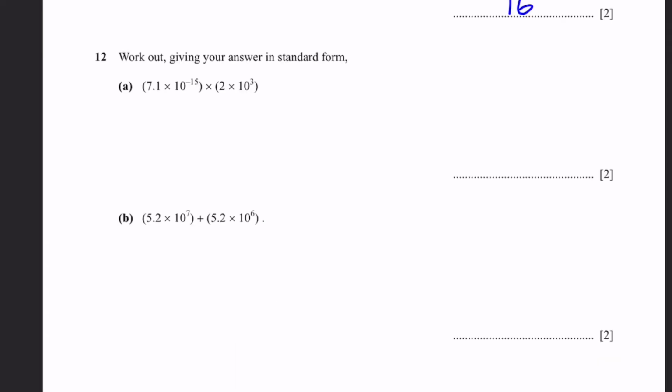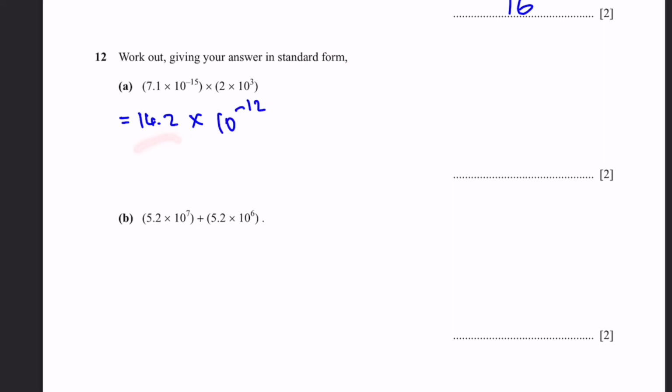Question 12. Work out, giving the answer in standard form. A. 7.1 times 10 to the minus 15 times 2 times 10 to the power of 3. So we can multiply the parts which are not in powers of 10. 7.1 times 2 is 14.2. Multiplied by this, 10 to the minus 15 times 10 to the power of 3. That's 10 to the power of minus 15 plus 3. And that's just going to be 10 to the power of minus 12. So 10 to the power of minus 12 there.